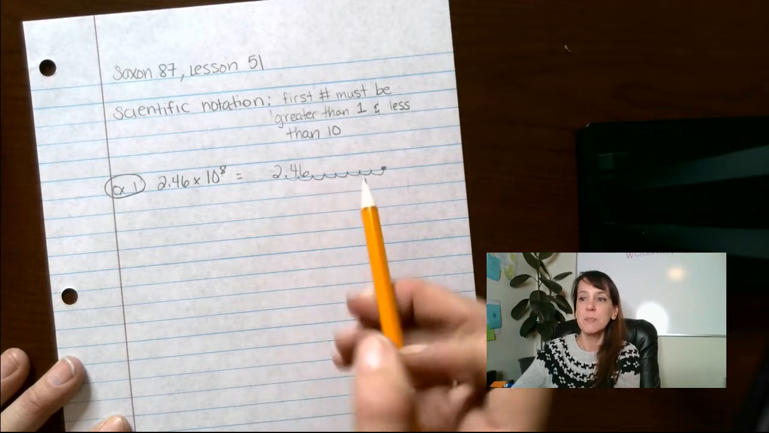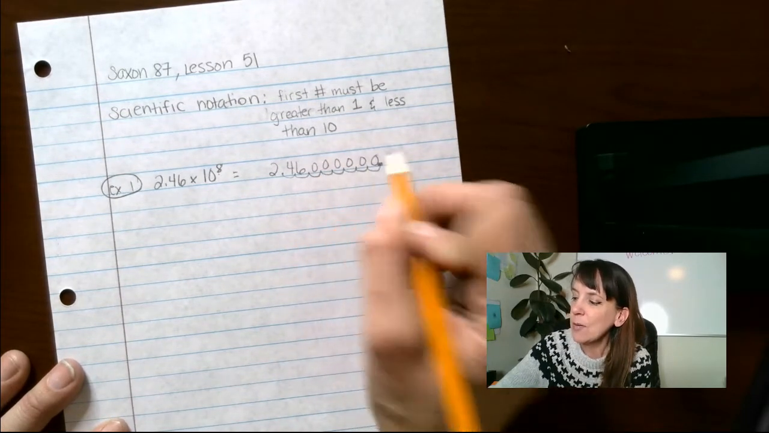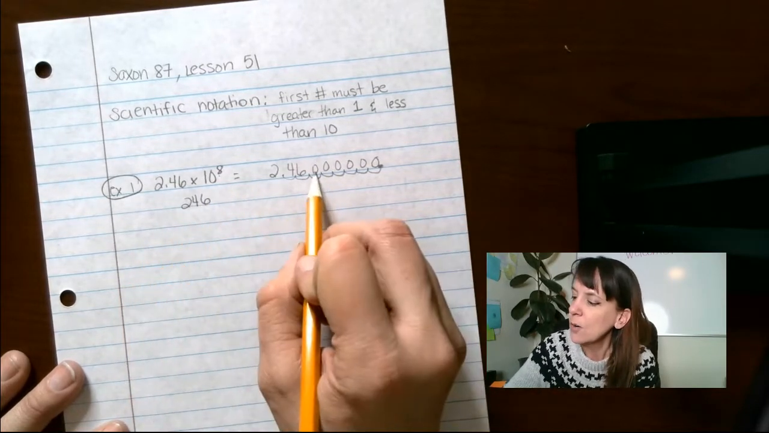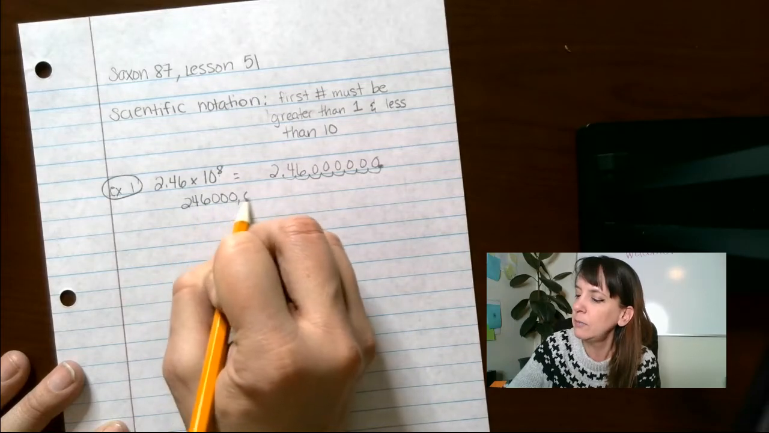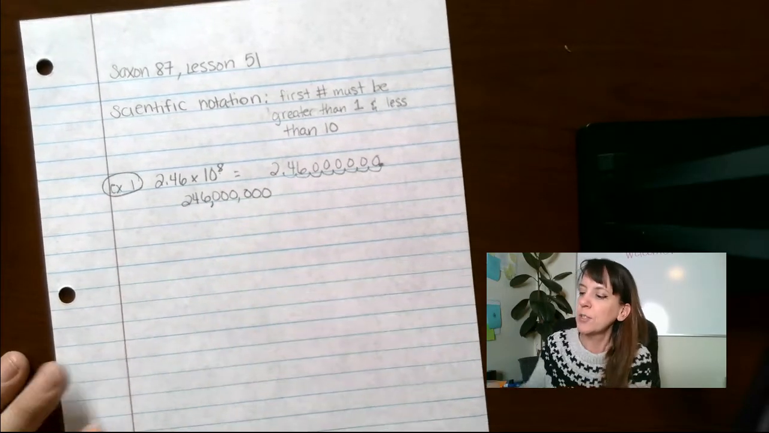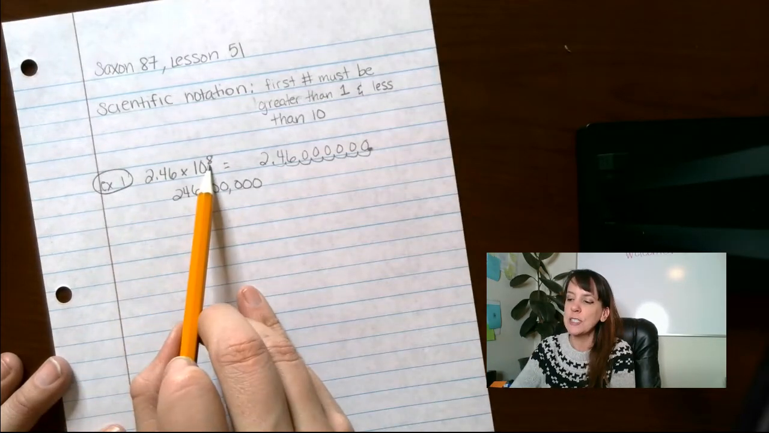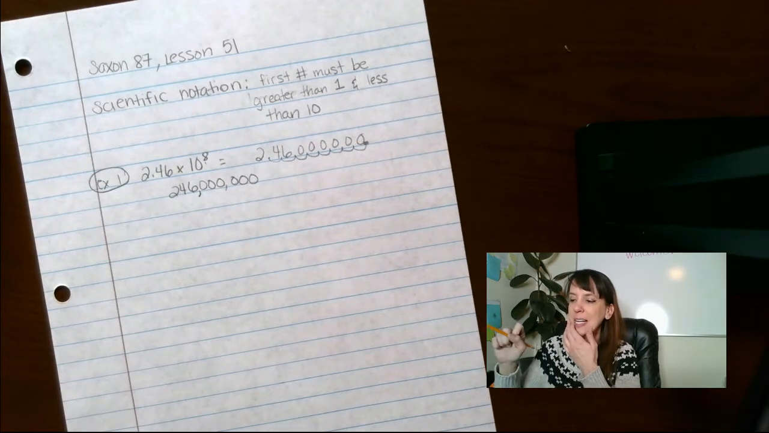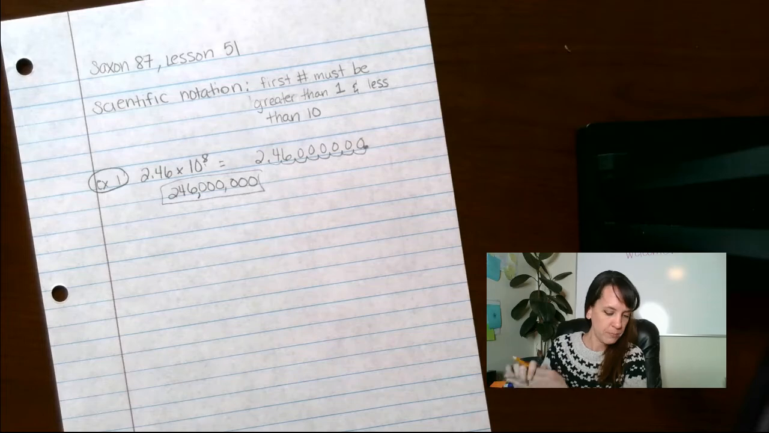Now we have some zeros that we need to put in as placeholders. Once we've done this, we want to write the number nicely: 2, 4, 6, and then 1, 2, 3, 4, 5, 6. So it's 246 million. Notice that I didn't just add 8 zeros here. You don't want to do that. You're moving the decimal over 8 spots. This is standard form.